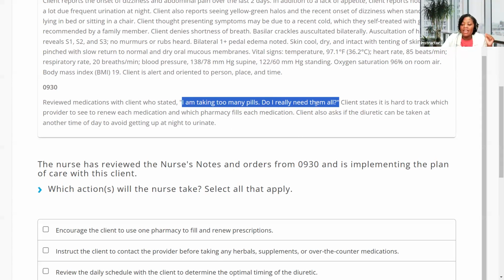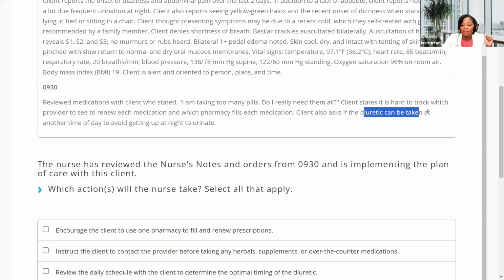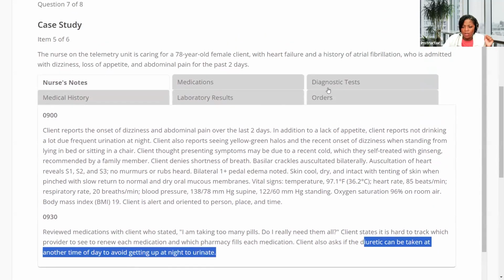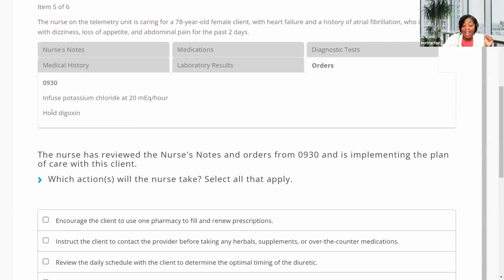It's hard to do. The client also asks if the diuretic can be taken at another time of day to avoid getting up at night to urinate. That's a reasonable question, especially if she's going to the bathroom quite a bit. So this is a new entry here. And then they want us to also take a look at the orders. So let's check out the orders that came in. Okay, infused potassium. Okay, this is infused means to give it by IV. So she's going to get an IV infusion of the potassium, and the doc wants us to hold the digoxin.